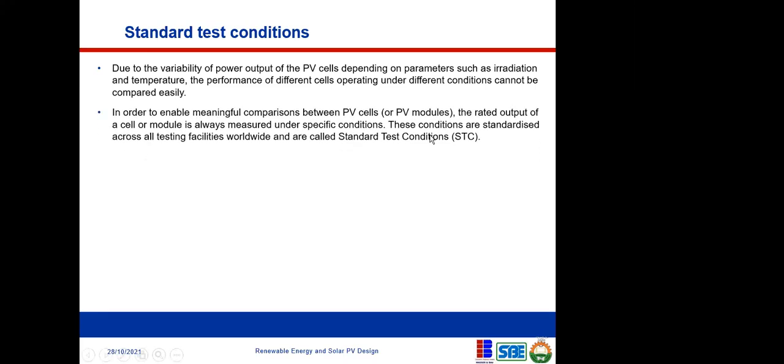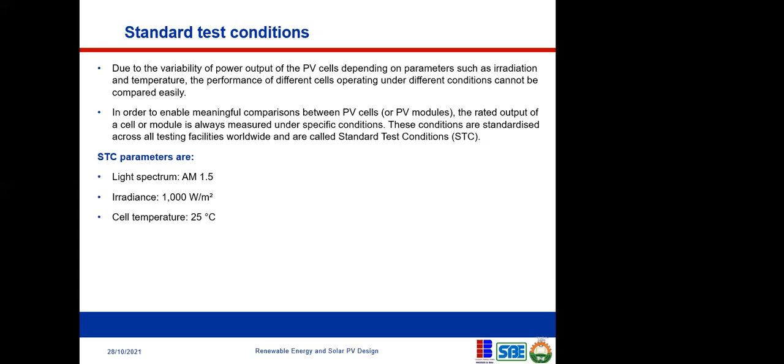So in order to enable meaningful comparison between PV cells, the rated output of a cell or module is always measured under specific conditions. Now, these conditions are standardized across all testing facilities worldwide and are called standard test conditions. I explained this. So what are the parameters of standard test condition?